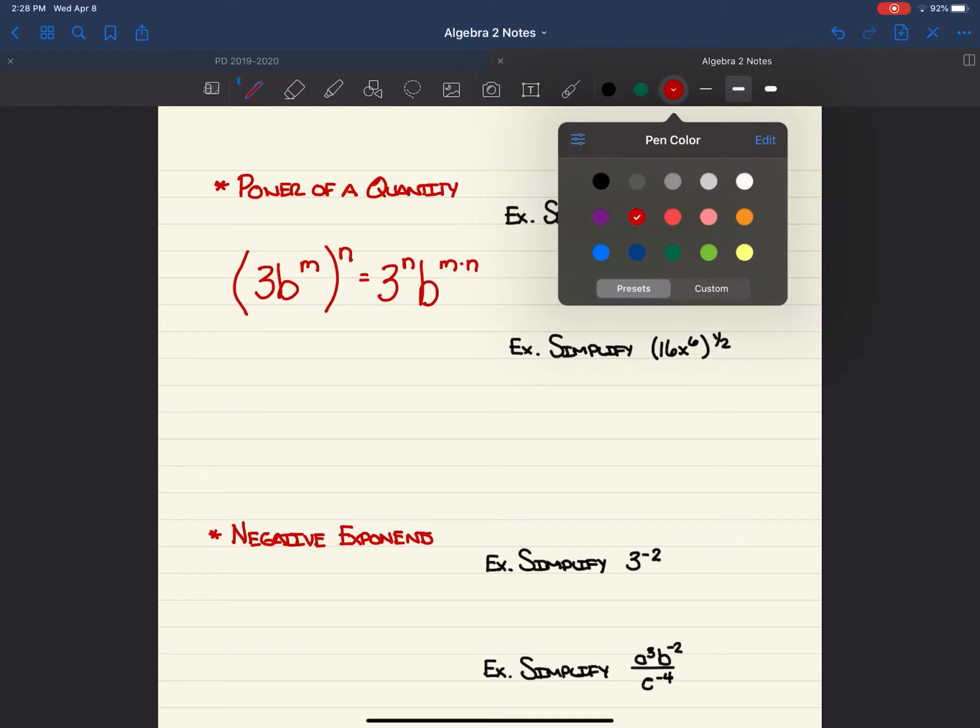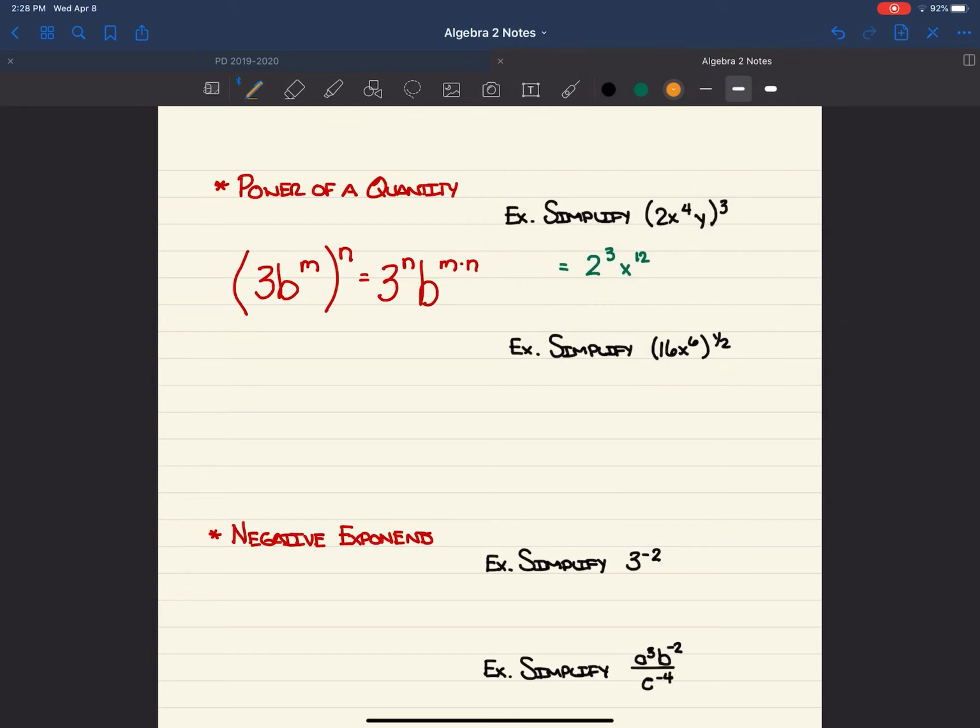Then notice here I have a y, and then I need to raise that to the third. Remember, if there's no exponent, there's like a little 1 there. So again, if we take a power to a power and we multiply, we're going to get y to the third. We've almost simplified it. Last step is we could say, well, 2 to the third, 2 times 2 times 2, that gives us 8. So our final answer will be 8x to the 12th, y to the third. So there's my final simplified expression for that first example.